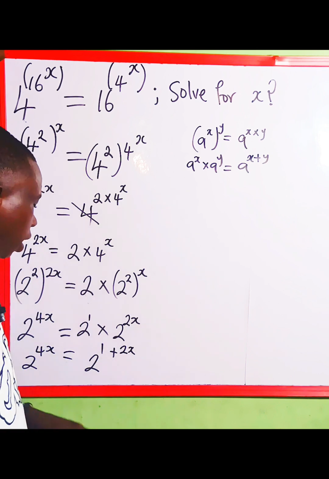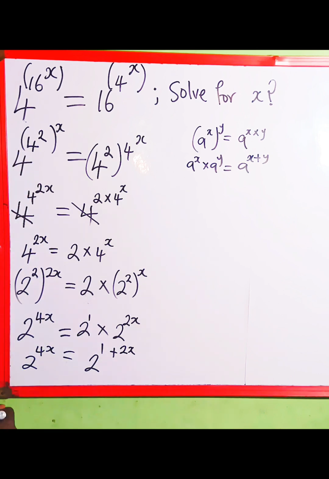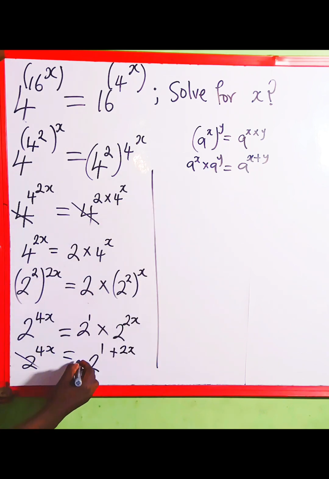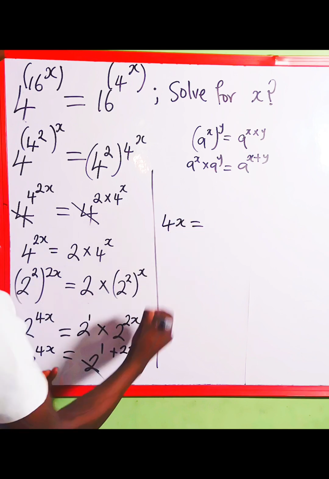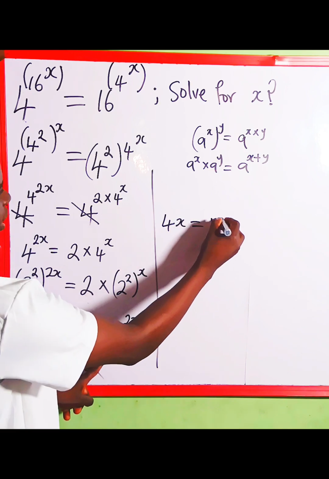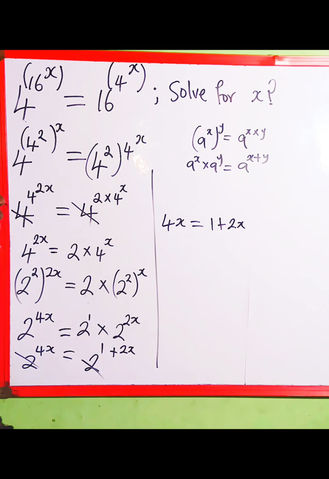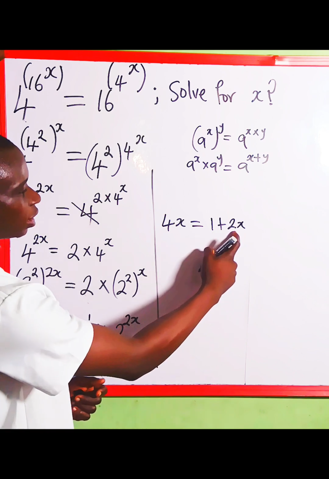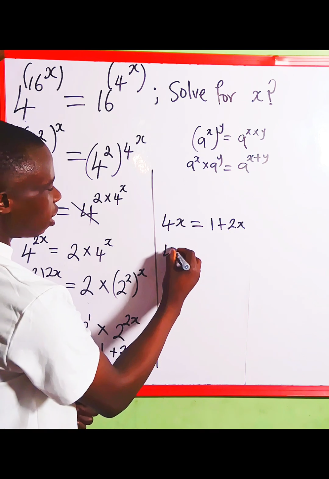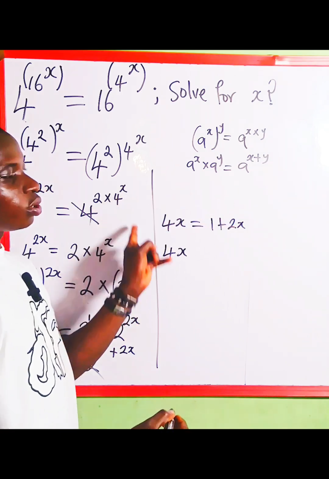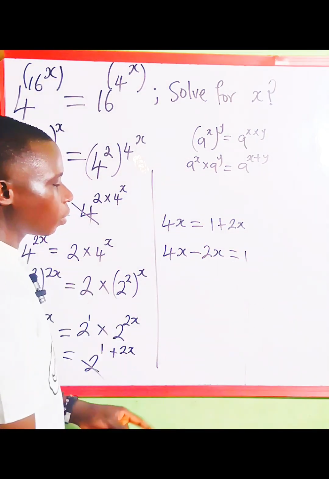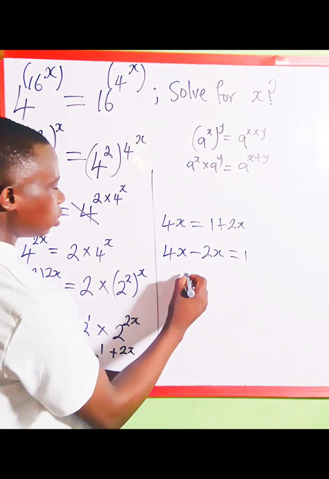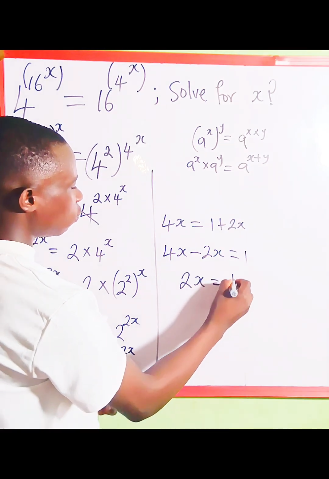Now what do you notice again? The bases are the same. So if the bases are the same, we can cancel out the bases and equate the powers. The first power is 4x, which is equal to the second power, 1 plus 2x. Now we combine the like terms. We have 2x here and 4x here, so when the 2x crosses to the other side, it becomes negative 2x, which is equal to 1. 4x minus 2x gives us 2x, which is equal to 1.